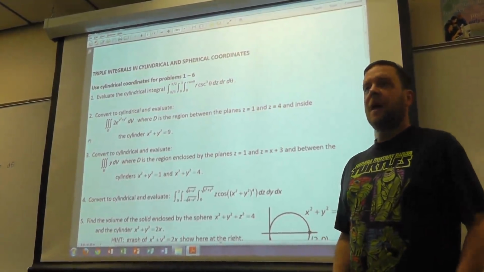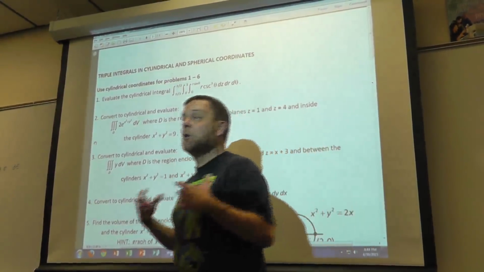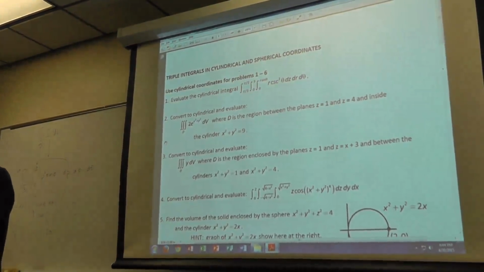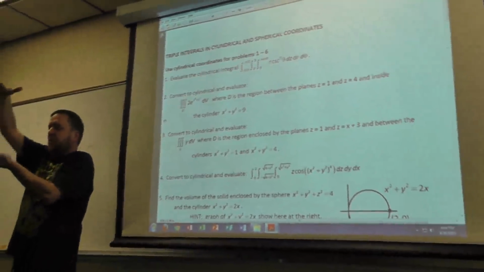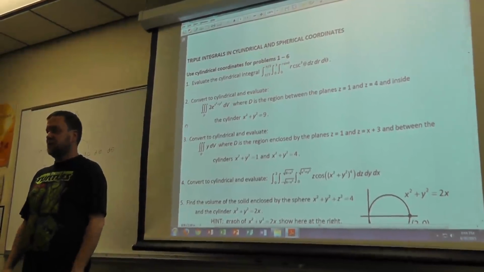Yes? Not solid. It is, because it's the region bounded between the planes and inside the cylinder. So your triple integral region is always going to be a solid in 3 space, not just the boundary, but the guts inside too. So it is the cylinder on the outside, the planes on the top and the bottom, and all the stuff in the middle. And what's the best order to do first?